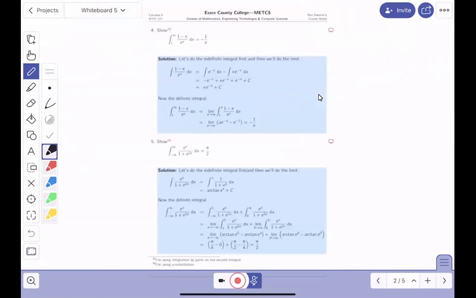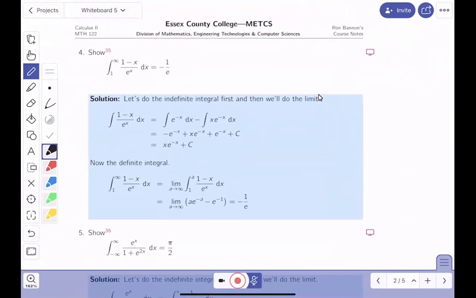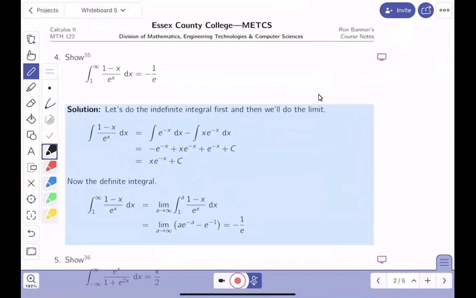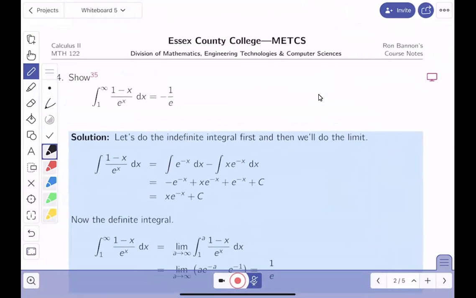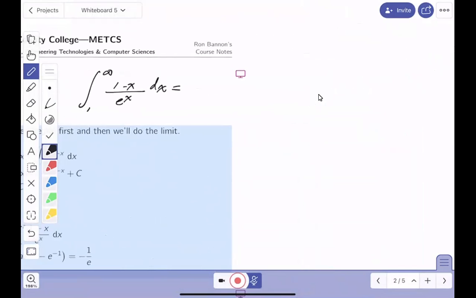And let's go to the next one, number 4. And number 4, they want me to show that this is the case. I'm looking at it's defined for all real numbers. So it's improper. And I'll write this down for you. That's 1 to infinity, 1 minus x, e to the x, dx, equals limit, I'm going to say a goes towards infinity, 1 to a, 1 minus x, e to the x, dx. Okay, here's my trouble. I got to do side work.